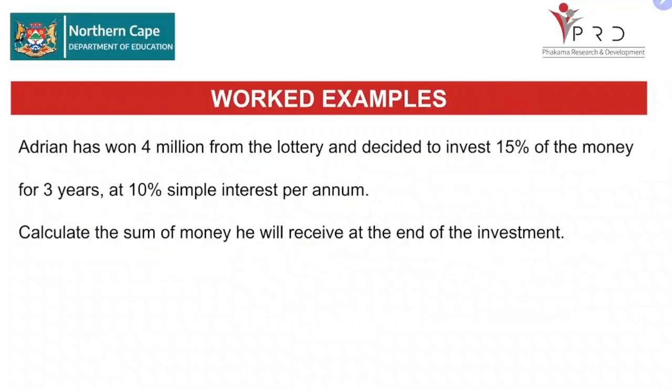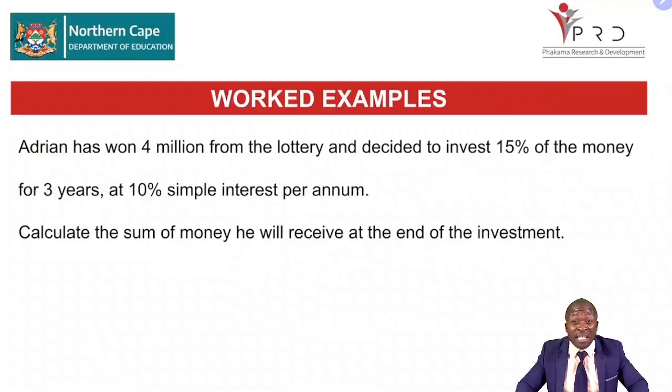So let's look at some examples. There we have Adrian. He won a lot of money, 4 million. I think some of you, if you can win 4 million, you're never going to attend this class. You say, teacher, bye-bye. I'll see you when I see you. So Adrian won 4 million in a lottery.